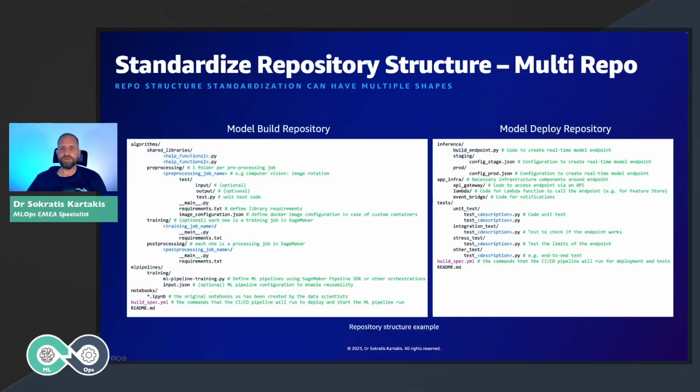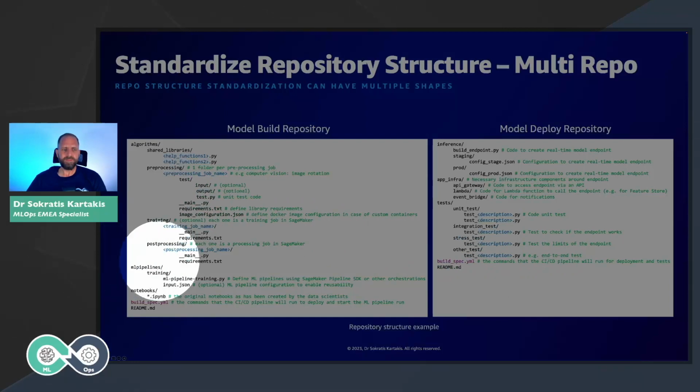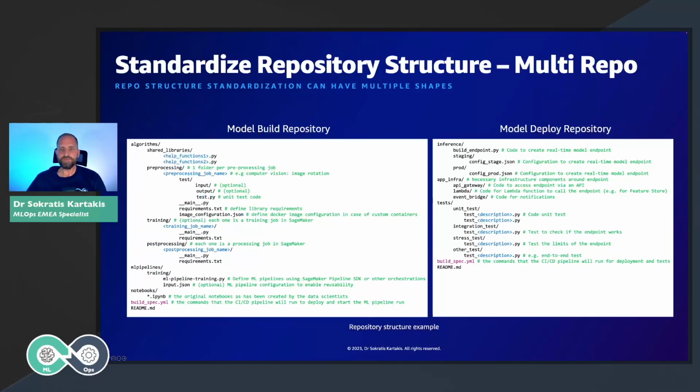And in the previous video, as a recap, we saw also an example of how we can structure the different repositories, the seed code of the model build and model deploy repository that you need to standardize in order to make the development even faster. For example, as a quick recap, we have three folders: the notebooks, the ML pipelines, and the algorithms. Algorithms contains the code of all the processing jobs, training jobs, etc. ML pipelines contains the code of the SageMaker pipeline, and the notebooks contains the origin of the solution.